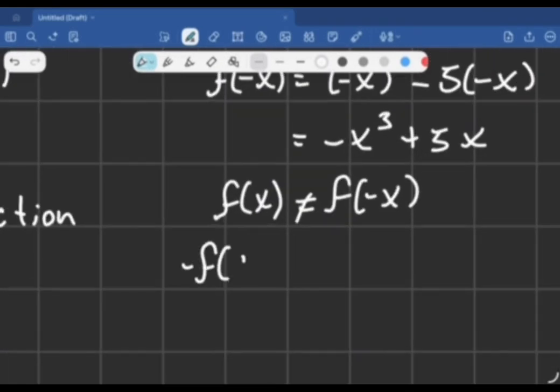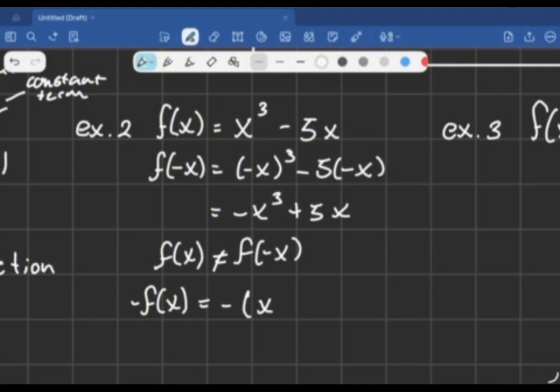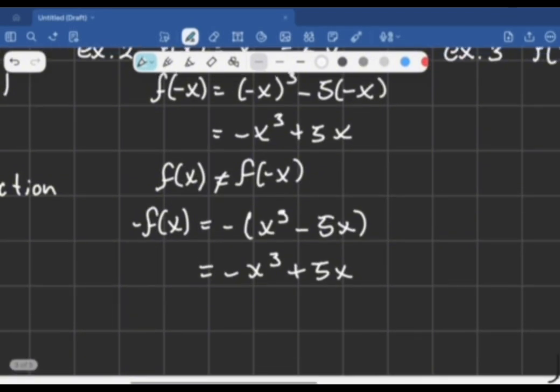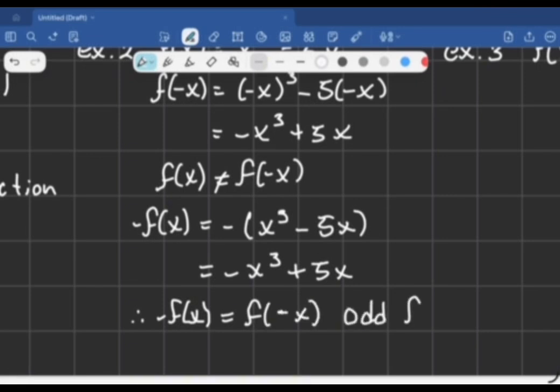So let's do -f(x). -f(x) is negative, and then we get -x^3 plus 5x. So you can see that this sum is equal to this sum. That means -f(x) is equal to f(-x). Therefore, our function is odd.